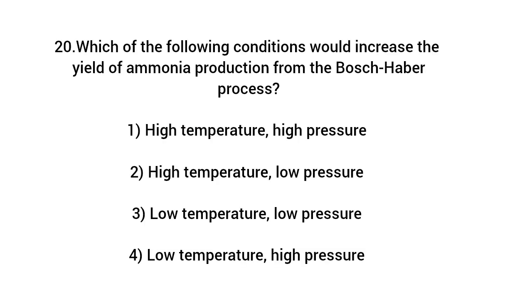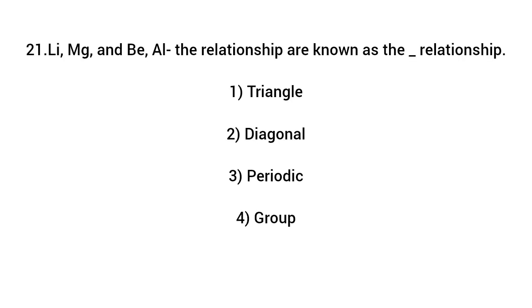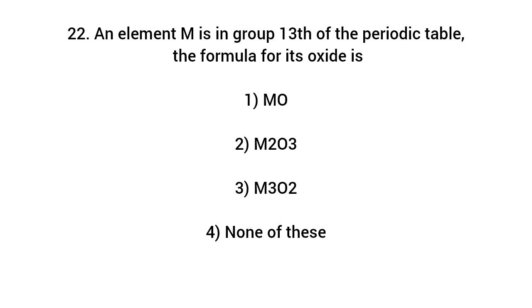Which of the following conditions would increase the yield of ammonia production from the Bose-Haber process? And the correct option is option fourth. Lithium, magnesium and beryllium, aluminium, the relationship are known as the dash relationship. Correct option is option second. An element M is in group 13 of the periodic table. The formula for its oxide is, correct option is option second.